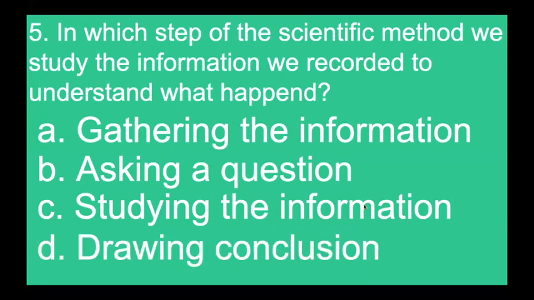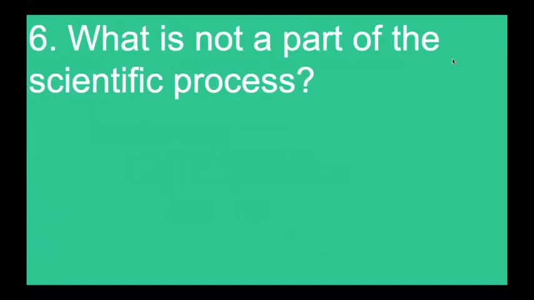Okay, you can pause the video, read the question one more time, find the answer, and write down number and letter. Choose one: A, B, C, or D. In which step of the scientific method do we study the information we recorded to understand what happened? Okay, next question, number 6.